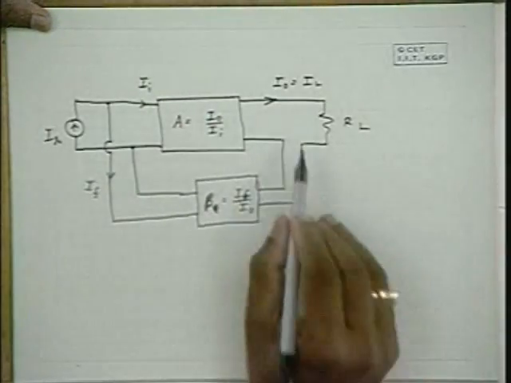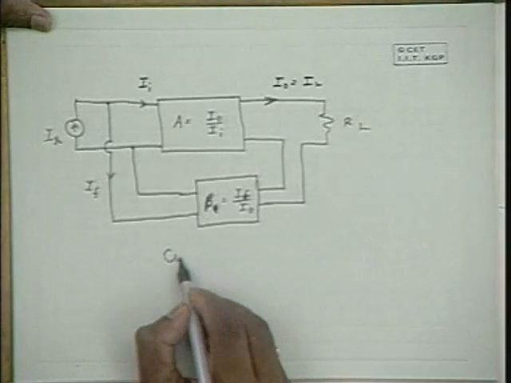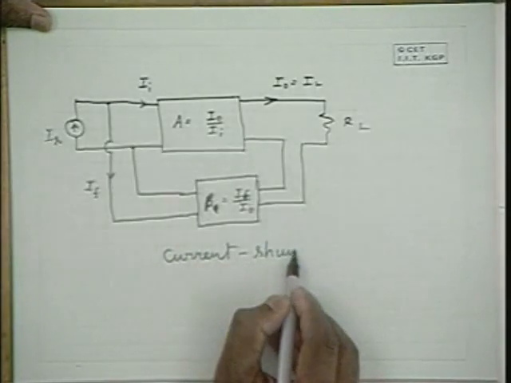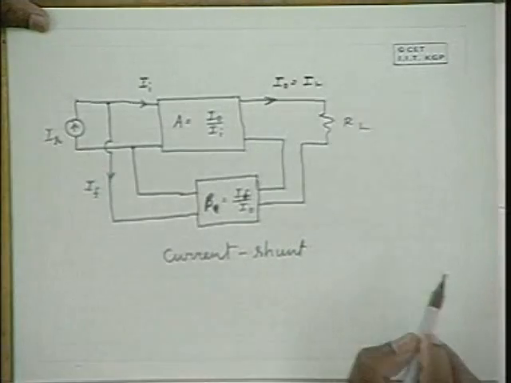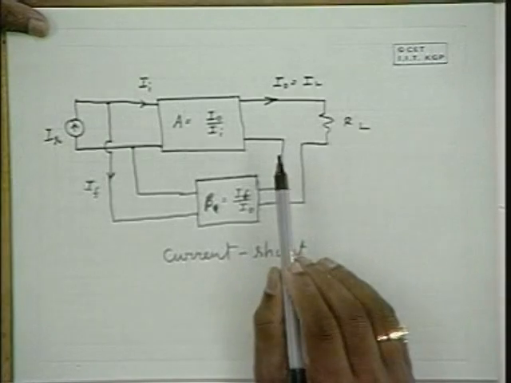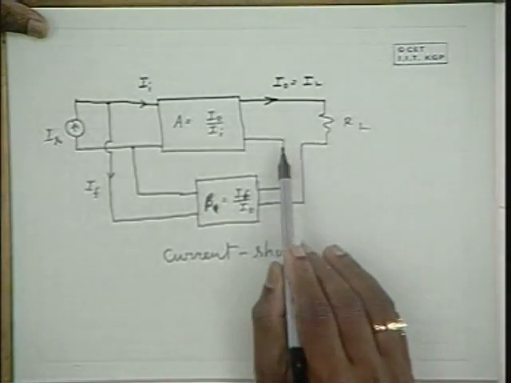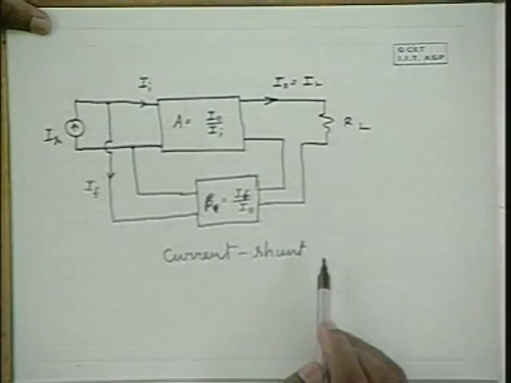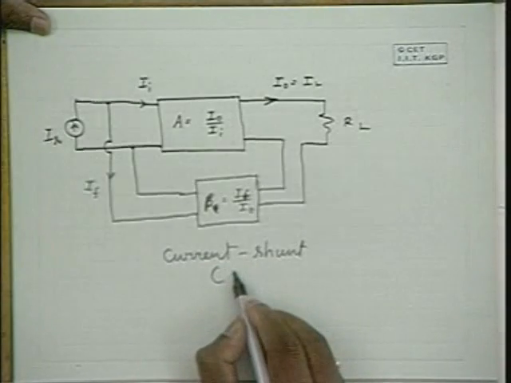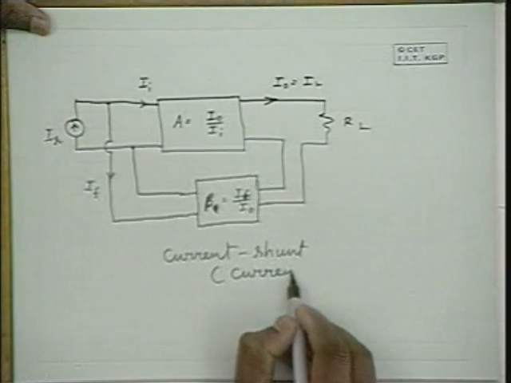So this type of connection is known as current shunt feedback, because the feedback connection is shunt, and the output quantity that is sensed is the output current. Therefore, it is current shunt feedback, which is typically applicable in the case of current amplifiers.